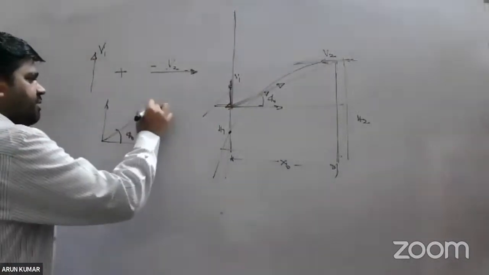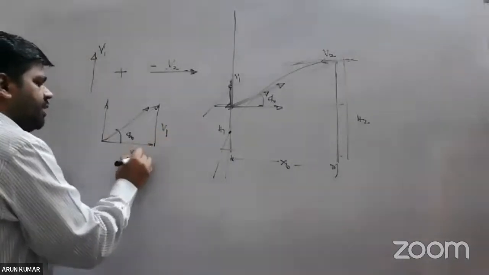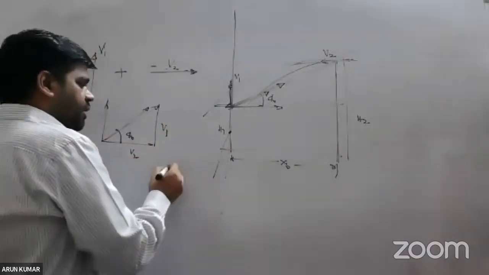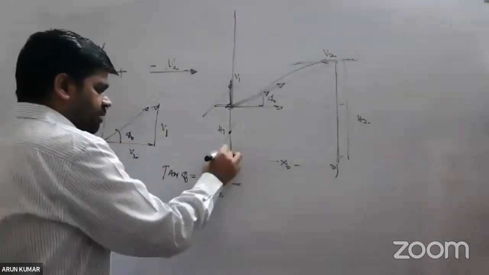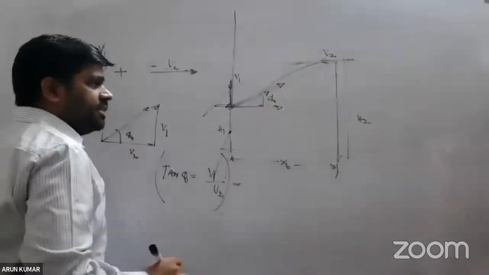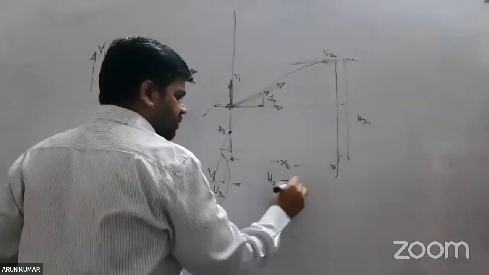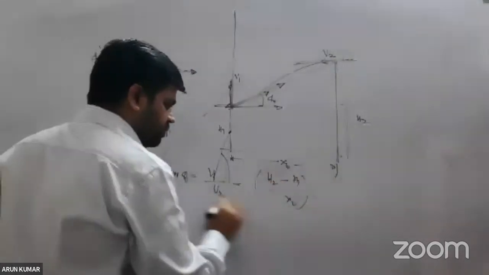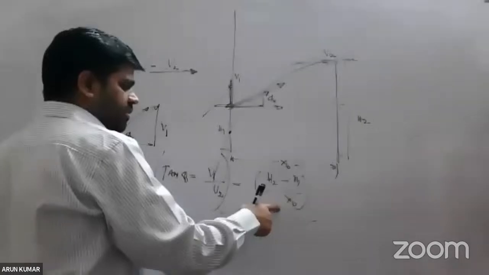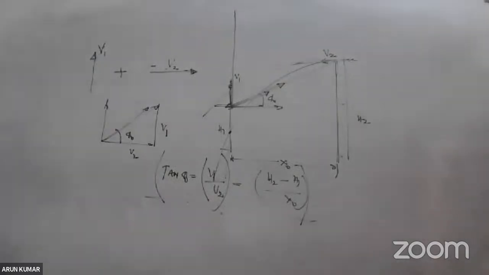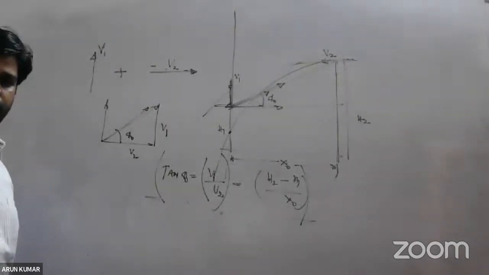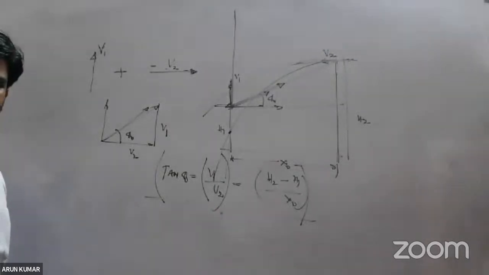So, what is tan theta from this vector diagram? v1, v2. Tan theta is v1 by v2, right? Tan theta is v1 by v2 from this diagram. But from this diagram, what is tan theta? h2 minus h1 by x naught. So if v1 by v2 is equal to h2 minus h1 by x naught, they'll definitely collide. All right. Is it understood? Yes, sir.